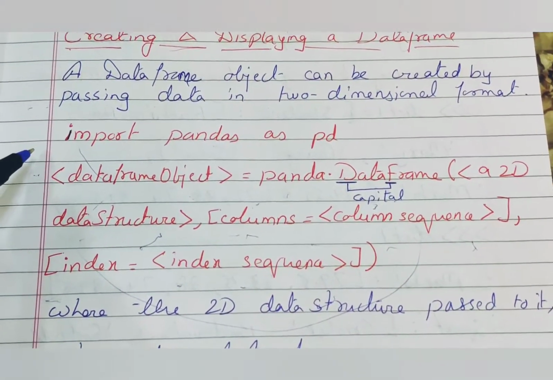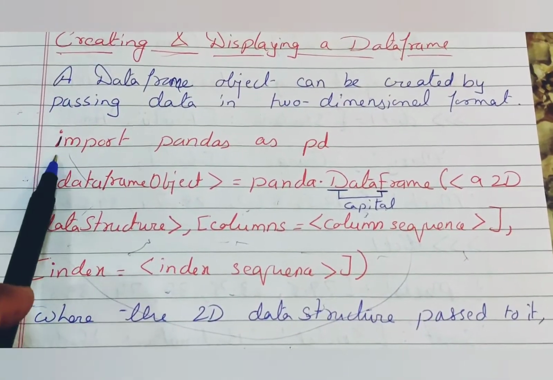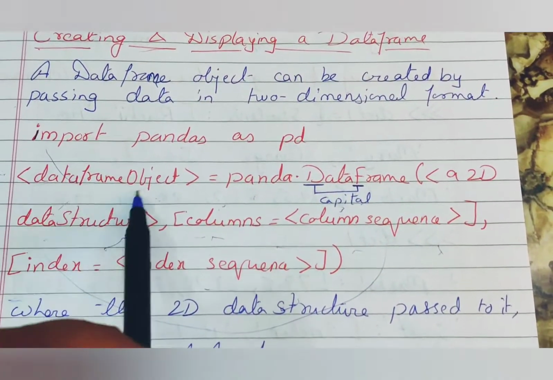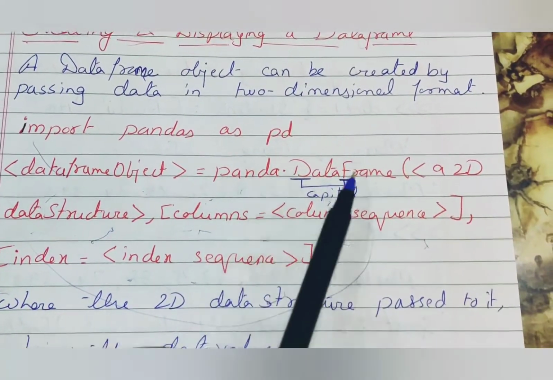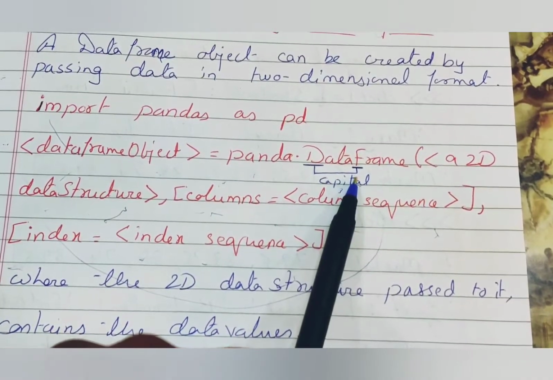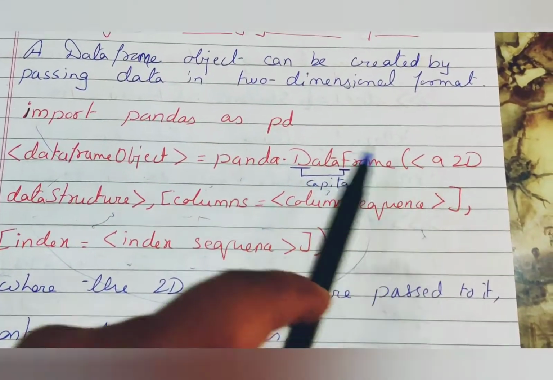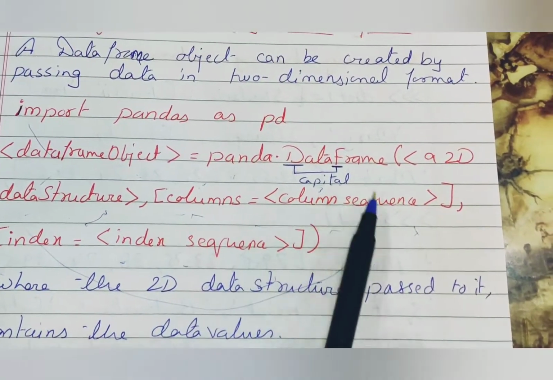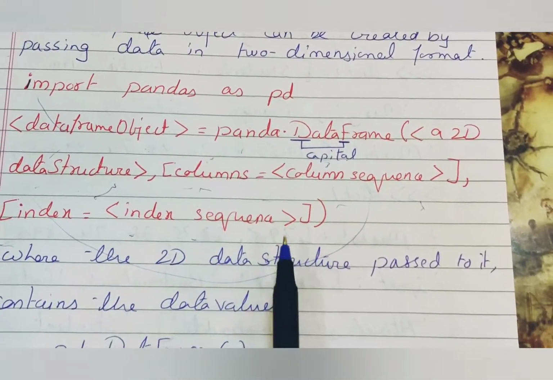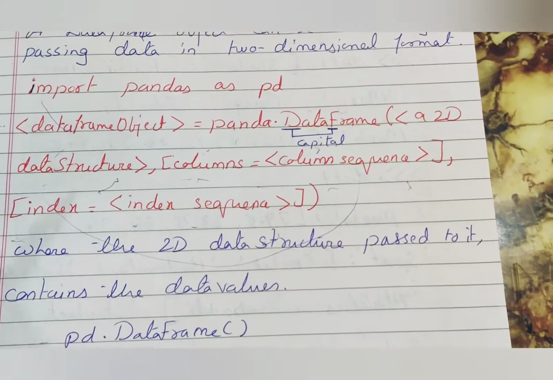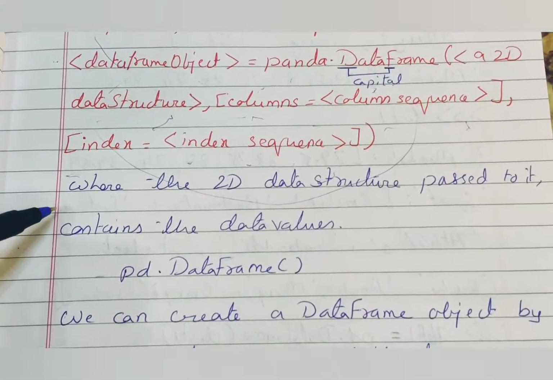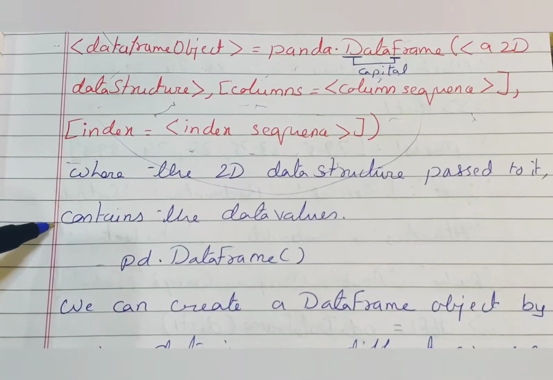Now, how will you create a data frame? First, you have to import pandas as pd. Then data frame object equals pandas dot DataFrame. You have to write D and F in capital. Okay. A 2D structure, columns equals column sequence, index equals index sequence. Now let us see through an example where the 2D structure passed to it contains the data values. Okay.